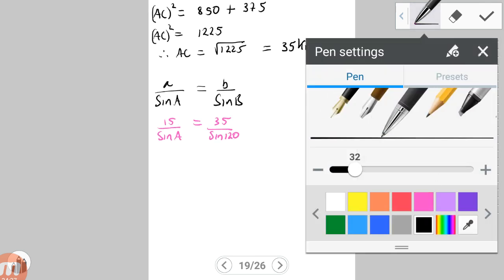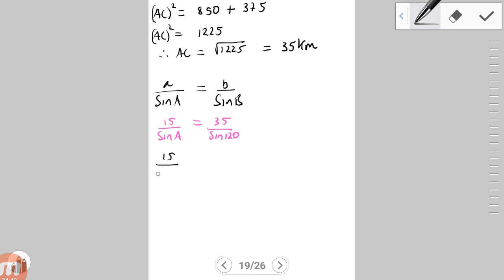So we can go on our calculators now and we'll have 15 divided by the sine of, obviously I don't know what that angle is, equal to 35 divided by the sine of 120, which you'll find easily is 0.8660. We would have been familiar with how to apply the sine rule from the previous tutorial. So that's 15 divided by the sine of A is equal to 35 divided by 0.8660. That gives us 40.42 rounded off.